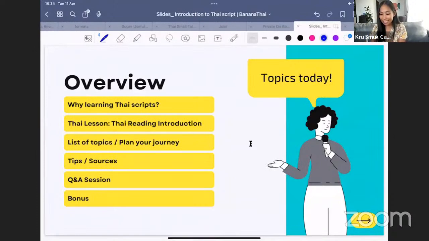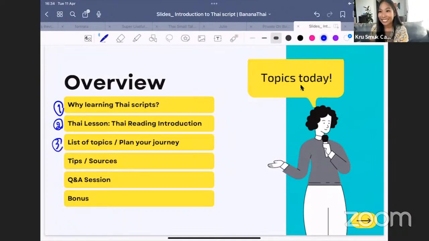So as you can see right now, here is the overview. First one, I'm gonna answer your question. Why do we need to learn Thai script? Is Thai script necessary to become fluent in Thai or not? Second one, I'm gonna host a mini lesson, the Thai reading introduction. So you can see the overview of what topics you need to go through in order to be able to read basic Thai.